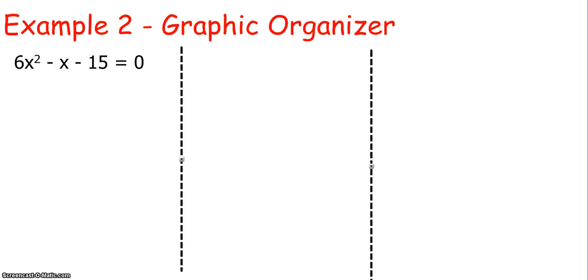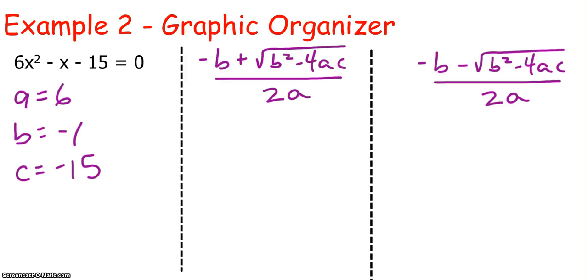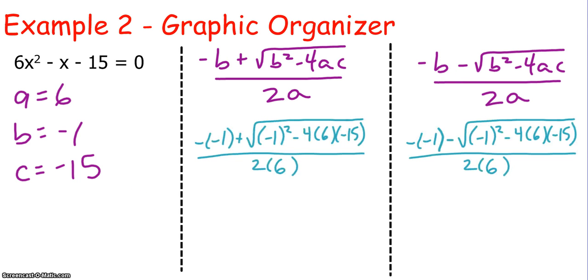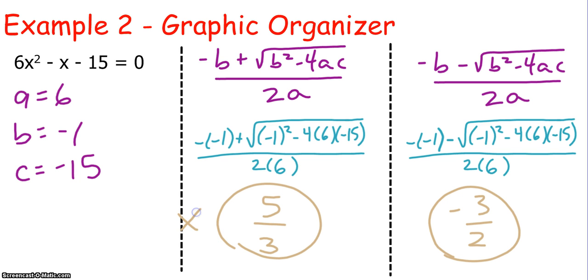Just remember that the number in front of x is not x, it's negative 1. Alright, so for your A, you should have 6, B negative 1, and C negative 15. Now it's our job to take A, B, and C and plug it into the two forms of the quadratic, one with the plus and one with the minus. These are the two equations that you should have formed. And when you type it in the calculator, you're going to get 5/3 and negative 3/2. So these are my two answers: x equals 5/3 and negative 3/2.